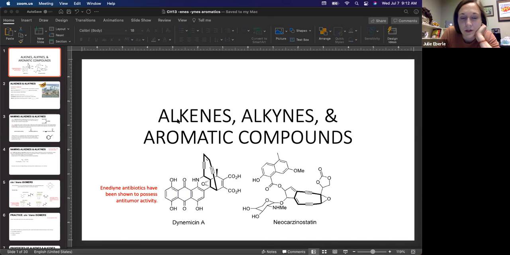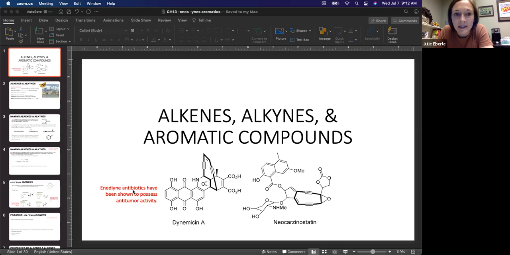Because we have to. So we're going to be talking about alkenes, alkynes, and aromatic compounds today. And these are functional groups that we introduced yesterday. So I wanted to put this picture down here. This is actually in your textbook as well.